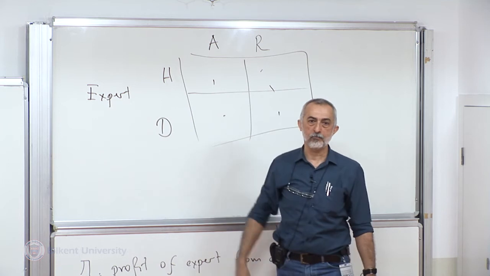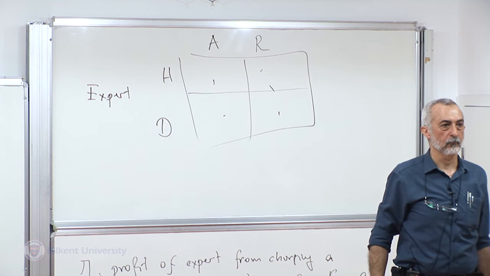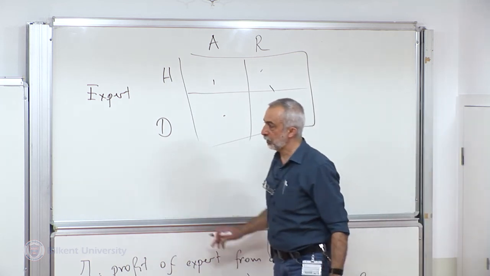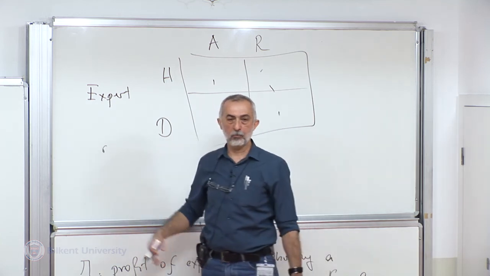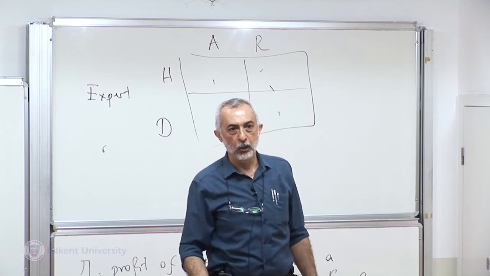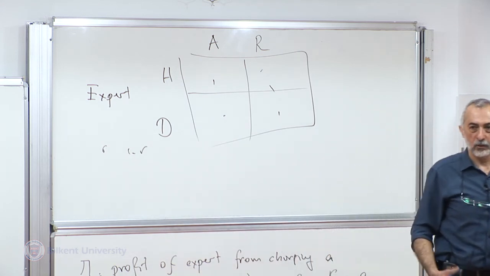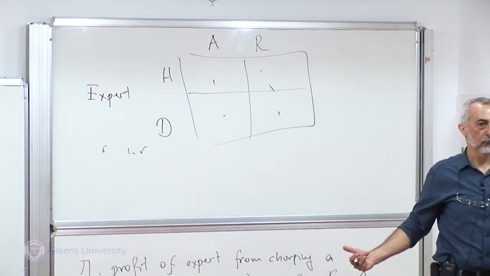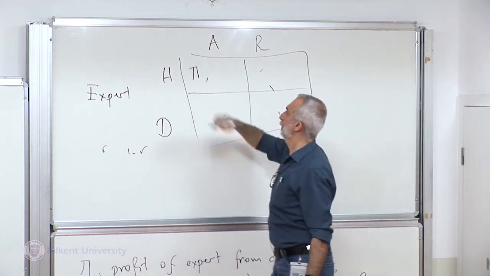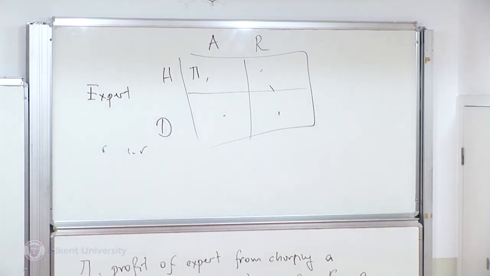What is the expected payoff of the expert? It's going to be pi, right? Because with probability r, the problem is going to be major, and his profit in that case is pi. With 1 minus r probability, the problem is going to be minor. Again, his profit is pi. So that was easy. What about the consumer?